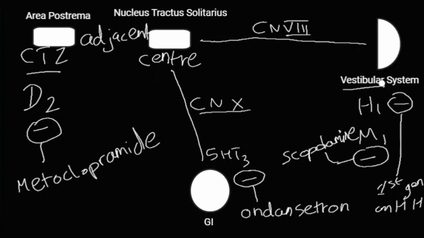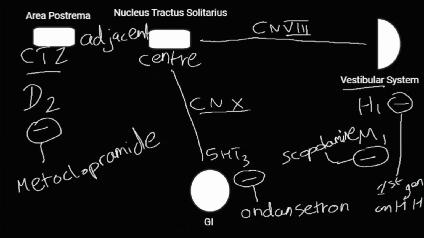All right? As far as the vestibular system is concerned, it sends its signals via cranial nerve 8, the vestibulocochlear nerve. The receptors involved are H1 and M1. H1 is antagonized by first-generation antihistamines, such as diphenhydramine and meclizine, and the M1 receptor is inhibited or antagonized by scopolamine. So that's your basic overview of vomiting in a nutshell.